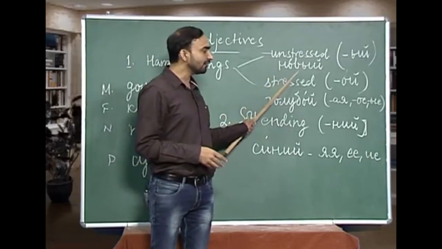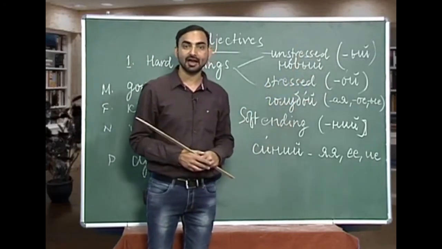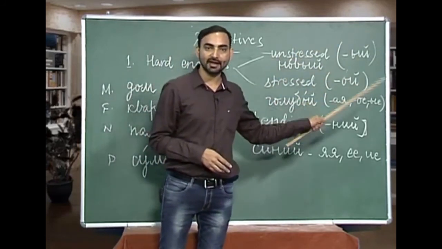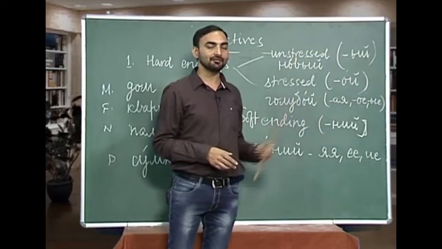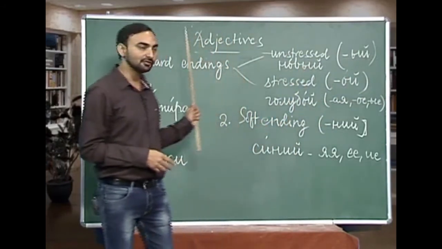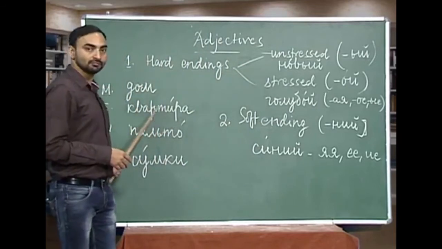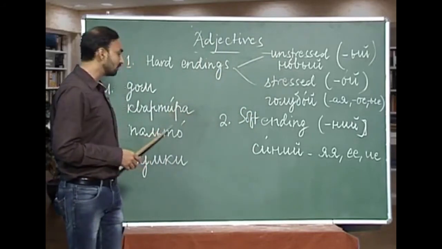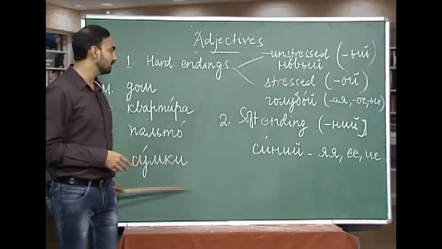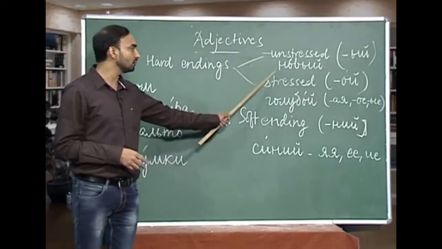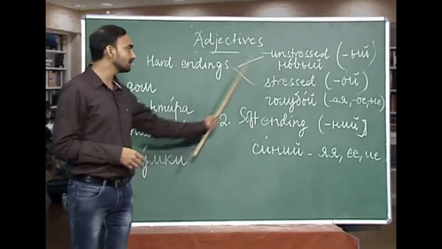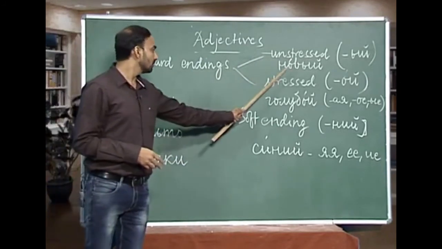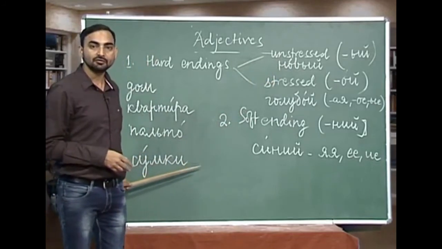Let us see. Novi, novaya, as we have done with krasivi. Novi, novaya, novoye and novie. For example, if we use them with nouns, it will be novi dom, novaya kvartira, novoye palto, novie sumki. Novi dom, new house, novaya kvartira, new flat, novoye palto, new dress or overcoat, novie sumki, new bags.